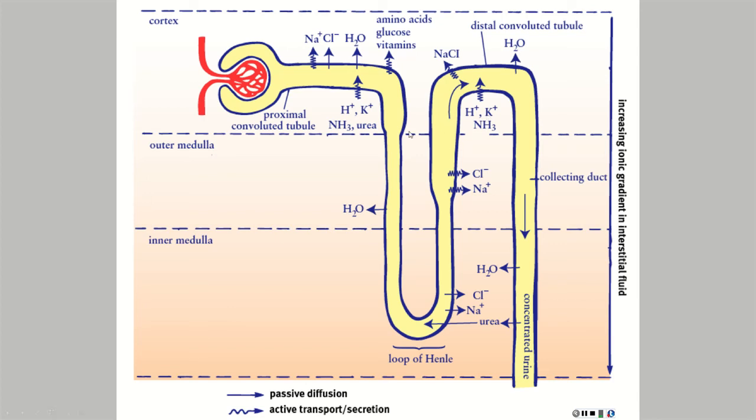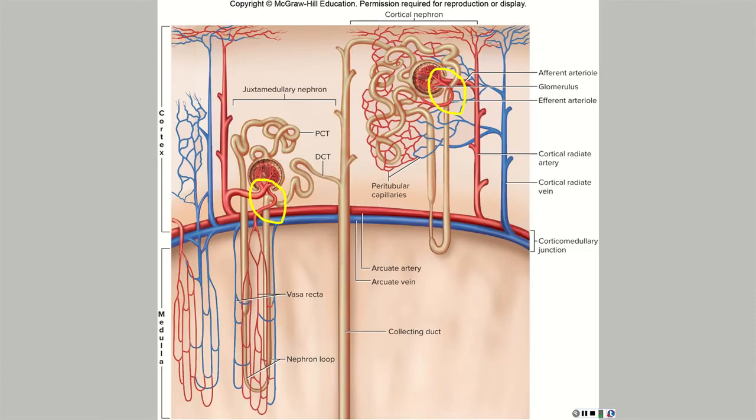Right here at the top of the ascending limb of the loop of Henle, right where it meets the distal convoluted tubule, this area right here, in reality, sits right here in between the afferent and the efferent arteriole. They actually bump up against each other physically. And it looks more like this. We said this is what a nephron actually would look like. And here is where that's occurring.